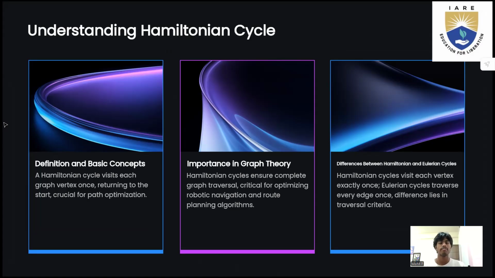We see the Hamiltonian cycle visits each node, or each graph vertex, exactly once, returning to the start, crucial for path optimization. Next, importance in graph theory is to ensure complete graph traversal, critical for optimization, robotic navigation, and route planning algorithms. Now, the difference: Hamiltonian cycles visit each vertex exactly once, while Eulerian cycles traverse every edge once. The difference lies in the traversal criteria. So in Hamiltonian, exactly once in vertices, and in Eulerian, exactly once in edges.